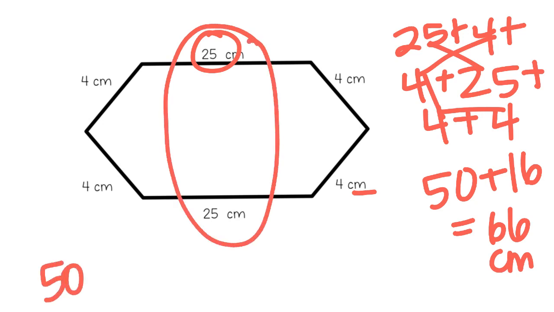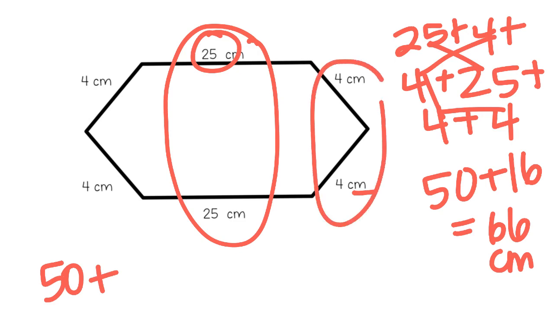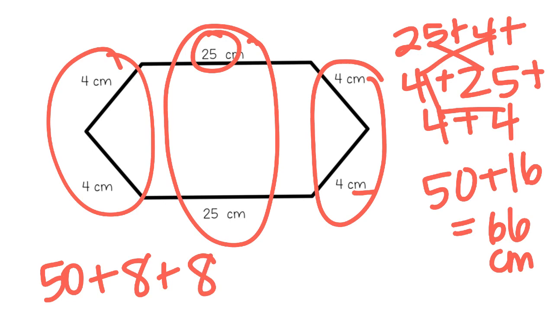The other way you could do it is you could say, okay, well, I know 25 and 25 is 50, plus 4 and 4 is 8, plus 4 and 4 is 8. So I just grouped the sides that were similar, but I made sure that I circled what I've already used. So 50 plus 8 would be 58, plus 8 more would be 66. So you get the same answer, okay? And make sure you label.